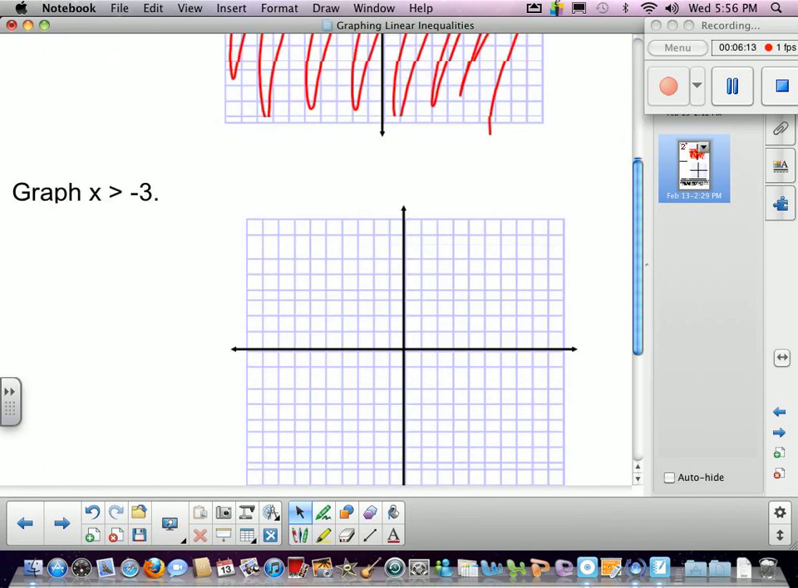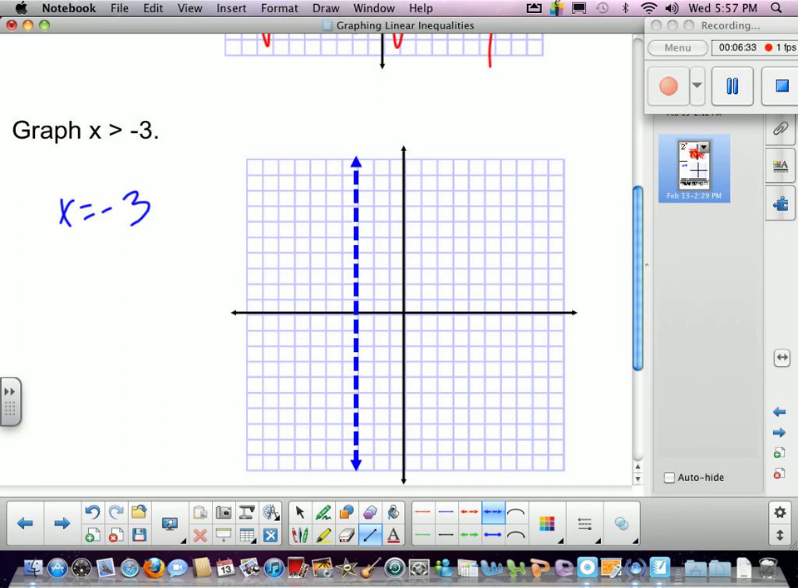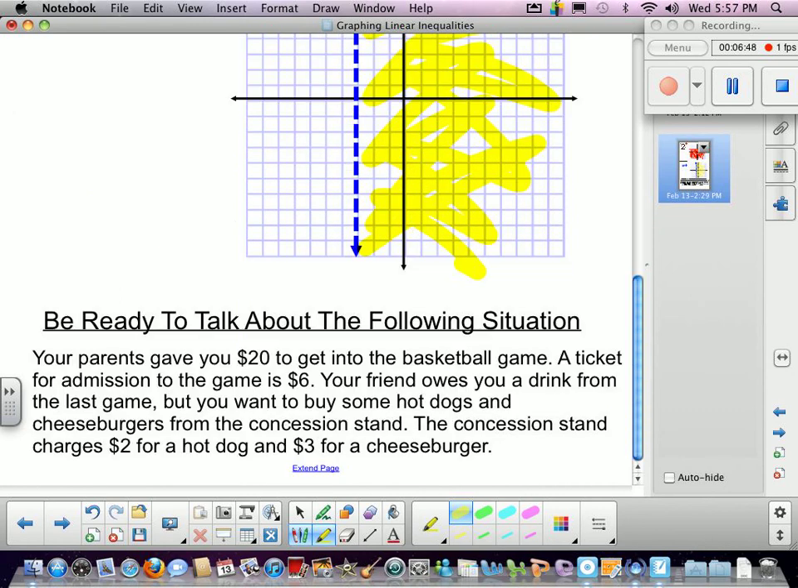All right, the next special case is going to be x is greater than -3. So we look at x is equal to -3. And that's going to be a dotted line because it's greater than, but it's not equal to. We're going to go over to -3, and that line would be vertical, and it's greater than, so we're going to shade this way. All right, we want all those values that are greater than -3.